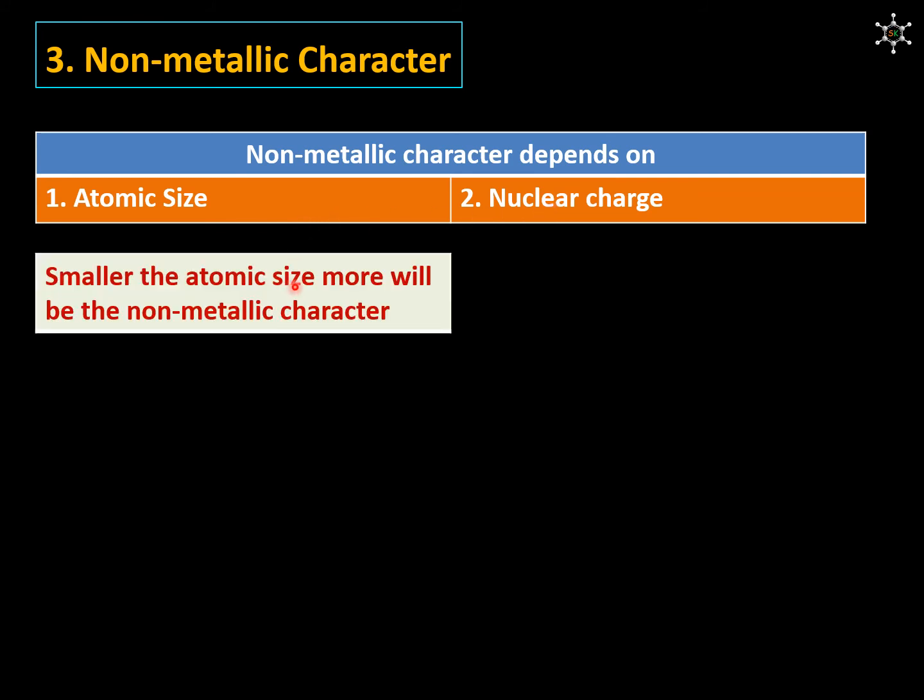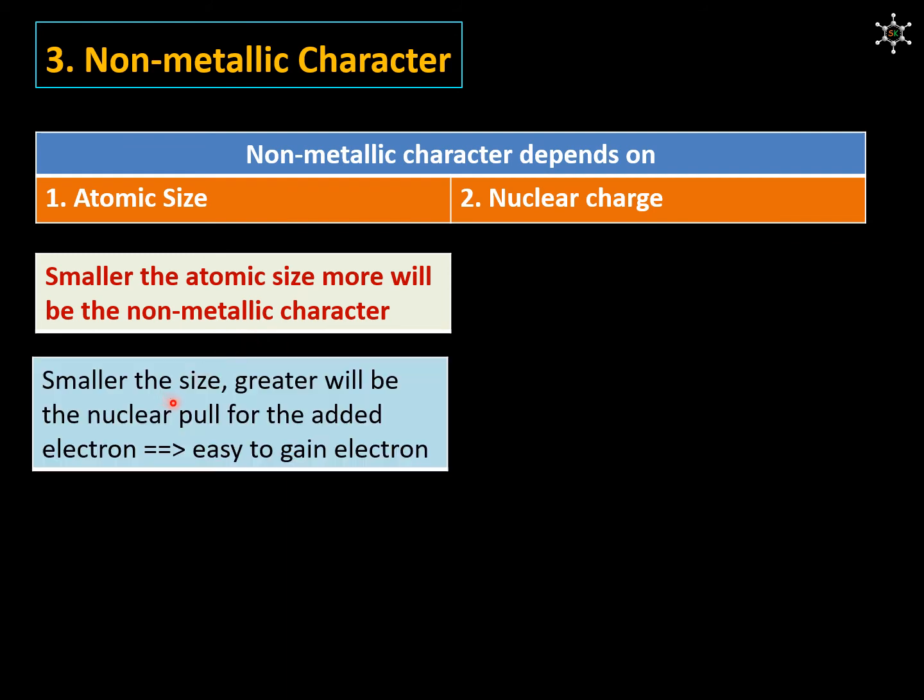Smaller the atomic size, more will be the non-metallic character, because smaller the size, greater will be the nuclear pull for the added electron. In other words, the valence shell will be closer to the nucleus if the size is smaller. So, when we add one more electron, that will be closer to the nucleus and it will experience greater pull. In other words, it is easy to gain an electron.